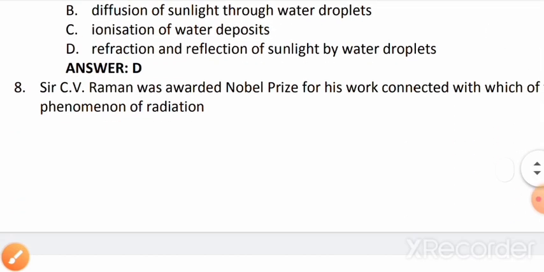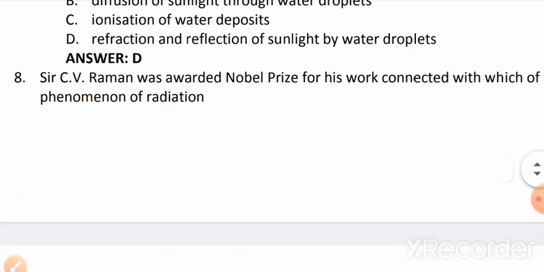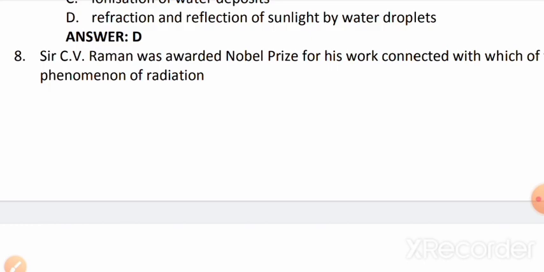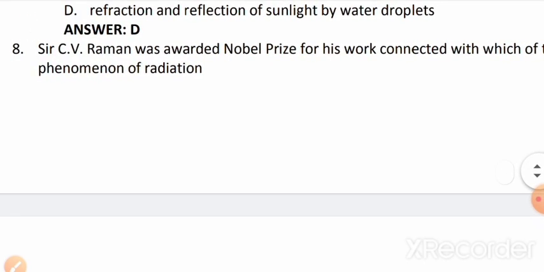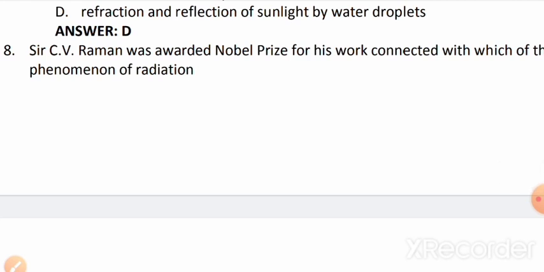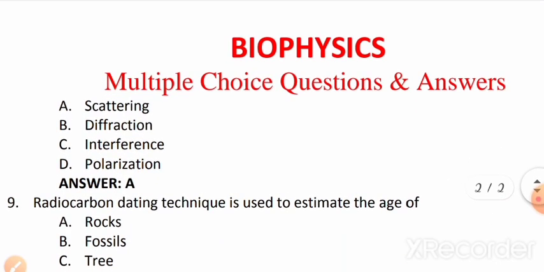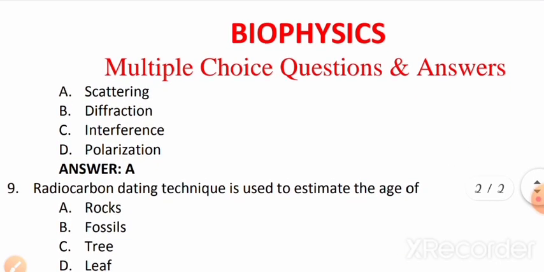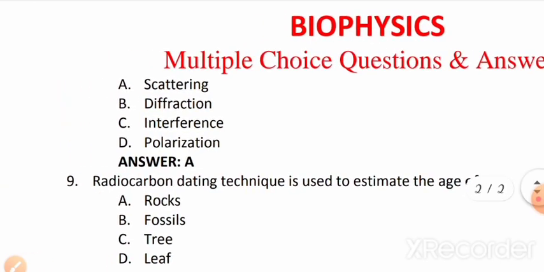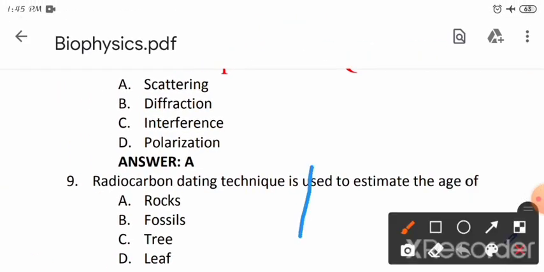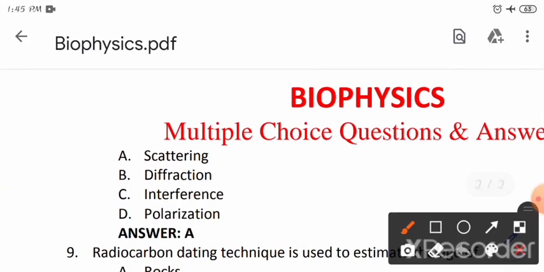Now question number 8. Sir C.V. Raman was awarded Nobel Prize for his work connected to which of the following phenomena of radiation? Scattering, diffraction, interference and polarization. So friends, option number A, that is scattering, should be the correct answer. C.V. Raman received the Nobel Prize in Physics for the scattering effect.